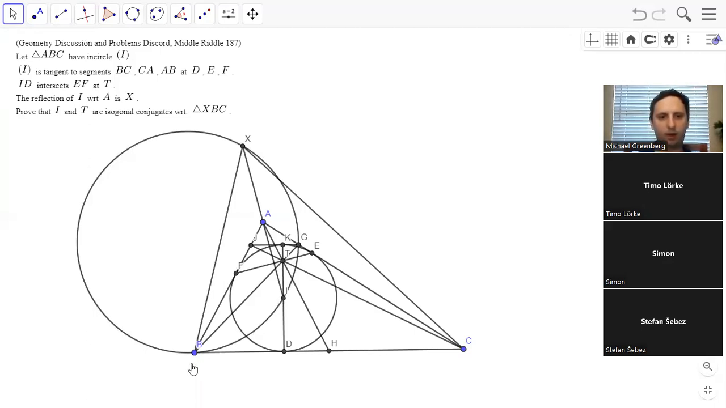So yeah, angle IBX, that would be 180 minus XGI. I don't know if that's how. Oh no, we really want angle GBX. So GBX is GIX. Okay. Which is GIA.